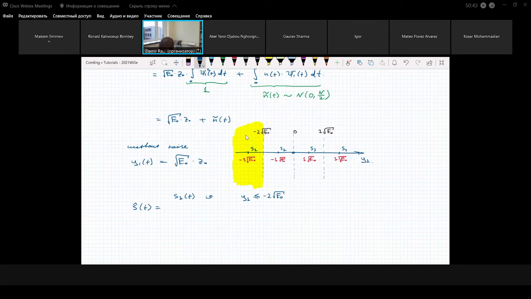Okay, fine. For S2, we have a more interesting condition: Y1 must be smaller than or equal to 0, but it must be larger than minus 2 square root of E0. If these conditions are satisfied, then we say that we have received signal S2 of t. Okay, and we also can show on the picture how it looks.